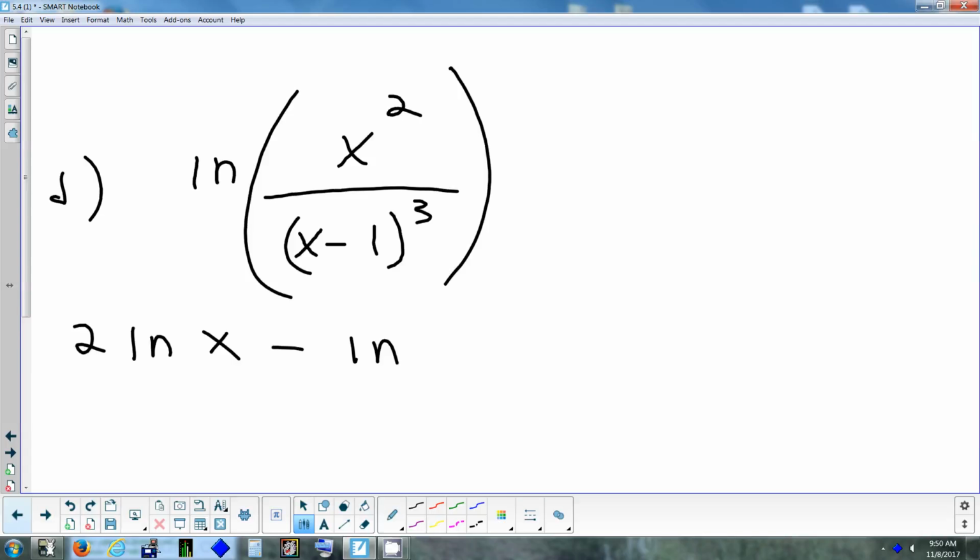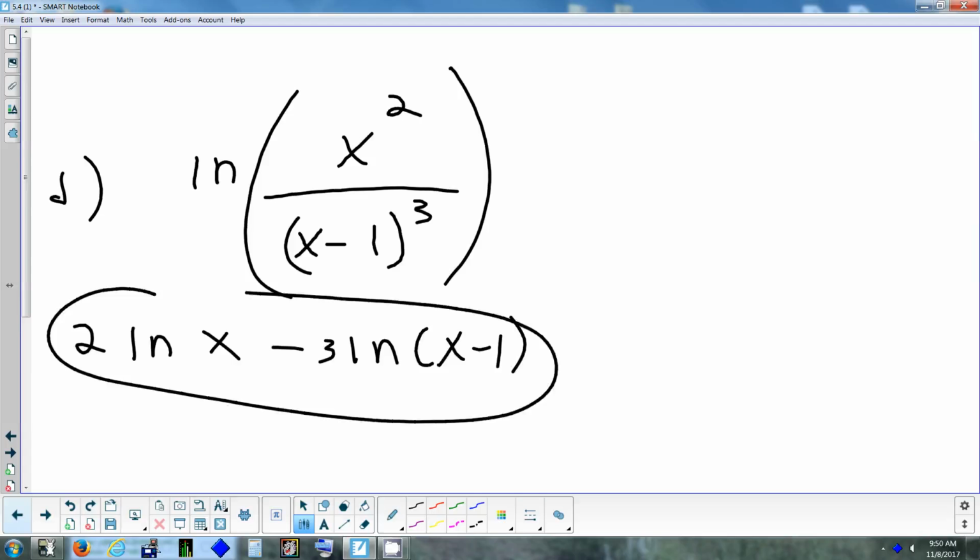And Tanya, what would be my argument for my second ln? The x minus 1. To what power? To the third. And then what could you do with the power? 3 goes before it. You do have to leave parentheses around the x minus 1, just so people understand that it's all part of the ln. Any questions on that one?